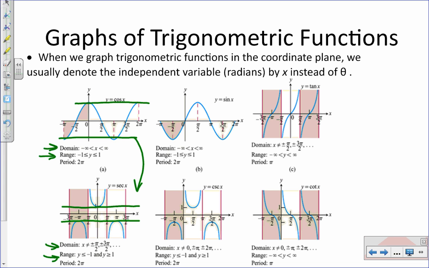Now, for sine, can you do the same thing? Can you find its reciprocal function and talk about the domain and range? And for tangent, can you find its reciprocal function and talk about the domain and range? This image is also in your book.